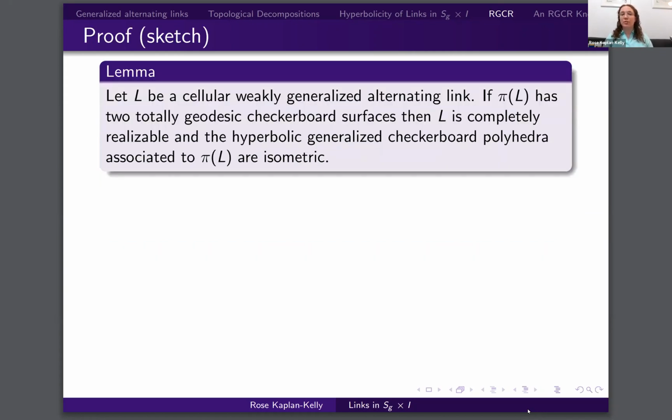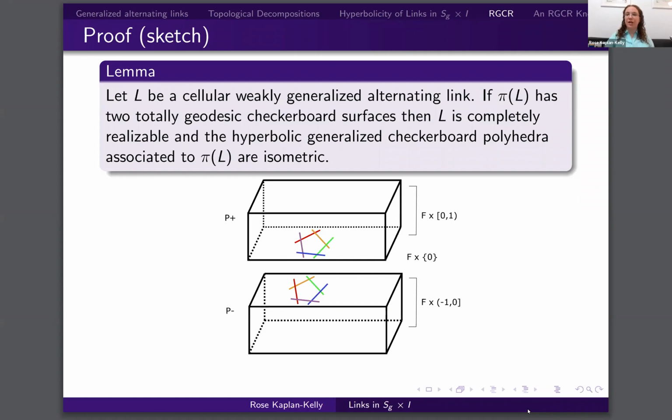For that first result, what goes into that is first showing that if we have two totally geodesic checkerboard surfaces, then our link is completely realizable. And moreover, those hyperbolic generalized polyhedra that our link complement decomposes into are in fact isometric. So we're saying that with these two totally geodesic checkerboard surfaces, we can cut along them, get this P plus and P minus, and we even have that P plus and P minus are isometric.